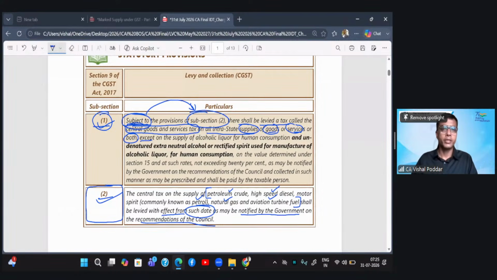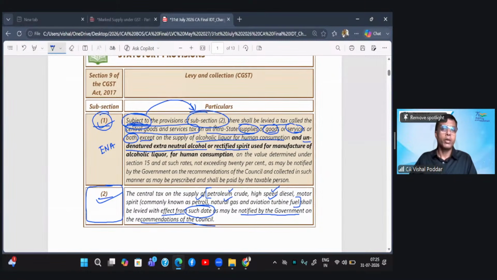But firstly, there is an exception which says except alcoholic liquor for human consumption. Now this is kept outside GST as per the Constitution, so it is by default coming in the charging section. And again, very recently, there was a lot of dispute whether this undenatured extra neutral alcohol, in short called ENA, which is also called rectified spirit, would be covered in GST or not.